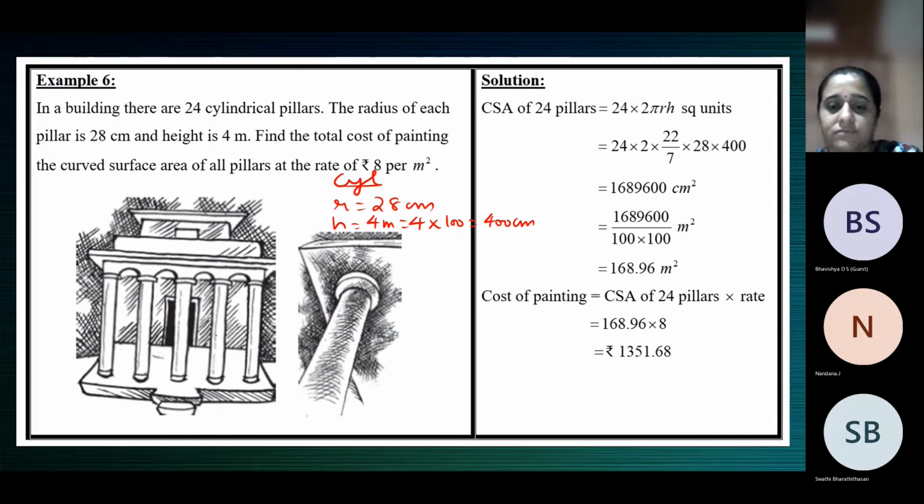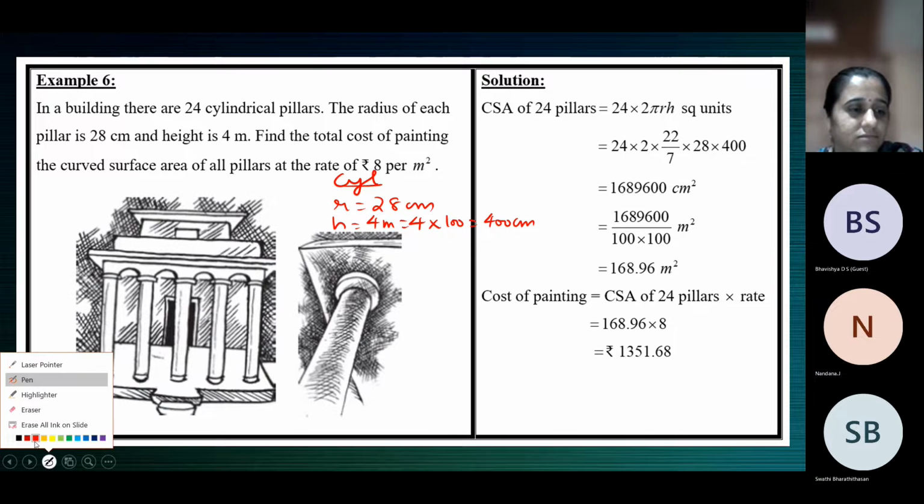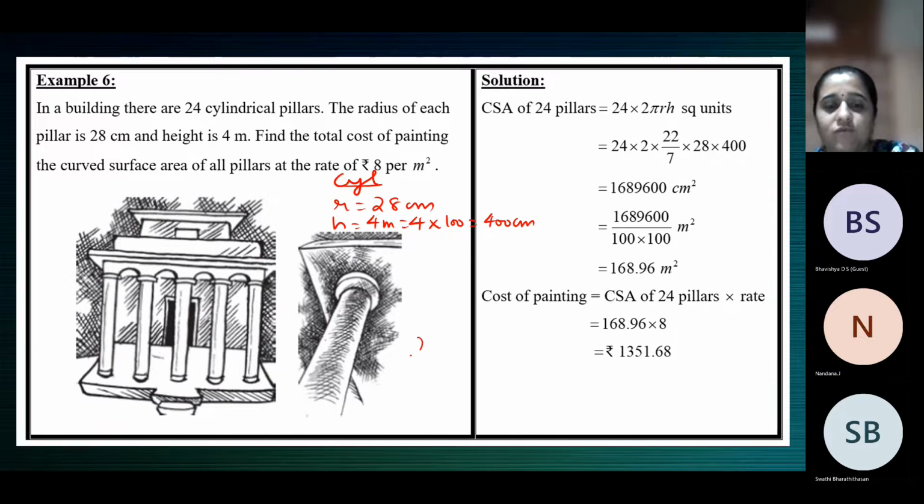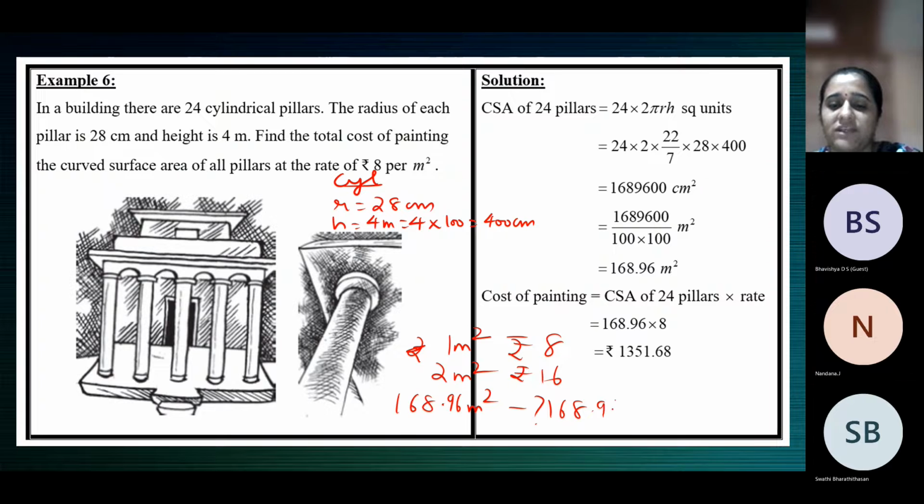Now for painting 1 meter square, it is rupees 8. So for 2 meters square, it will be rupees 16. So for 168.96 meters square, it will be 168.96 into 8. You cannot find the area in centimeter square and then multiply that by 8.